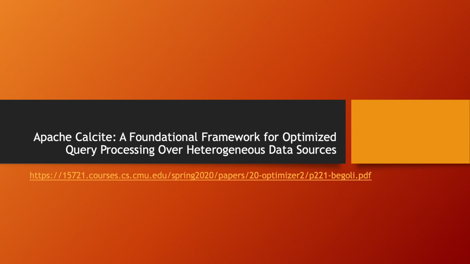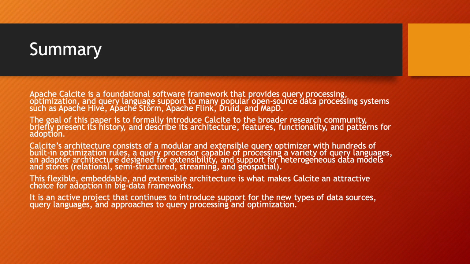The paper of the day is Apache Calcite, a foundational framework for optimized query processing over heterogeneous data sources. Apache Calcite is a foundational software framework that provides query processing, optimization, and query language support to many popular open source data processing systems such as Apache Hive, Apache Storm, Apache Flink, Druid, and MapD.